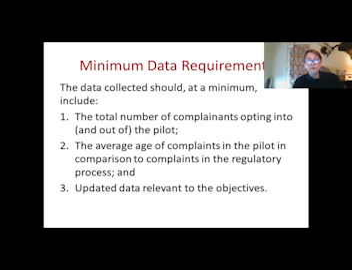The average age of the complaints in the pilot versus the average age in the traditional EEO process. Is the pilot helping to get EEO complaints processed more quickly, or is it taking a little bit longer than average? That's important to know. Also, updated data relevant to your objectively measurable goals, and we've been talking about that for a little bit.